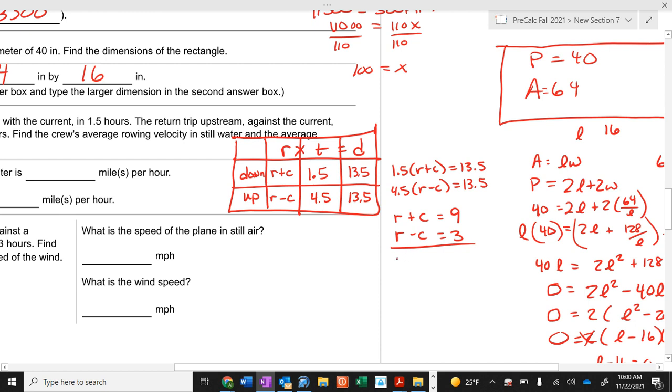If we add, 2R equals 12, the rate in still water is 6 miles per hour. Plug 6 back in, what's the current going to be? What's 6 plus what is 9, and 6 minus what is 3? 6 plus what is 9? 3.